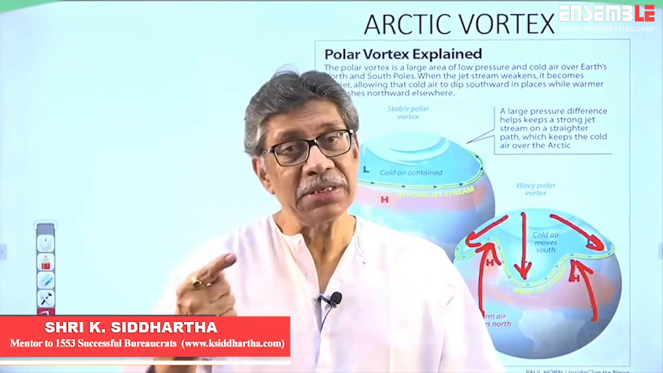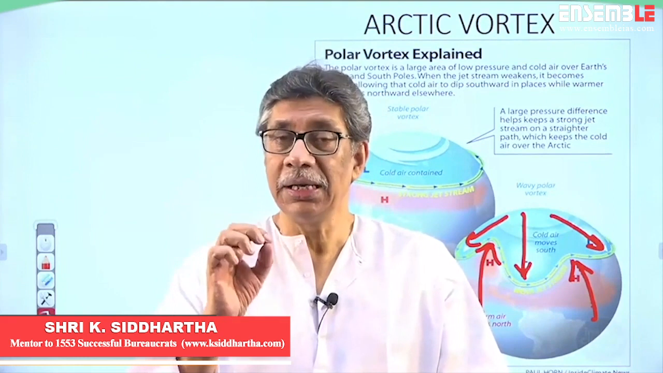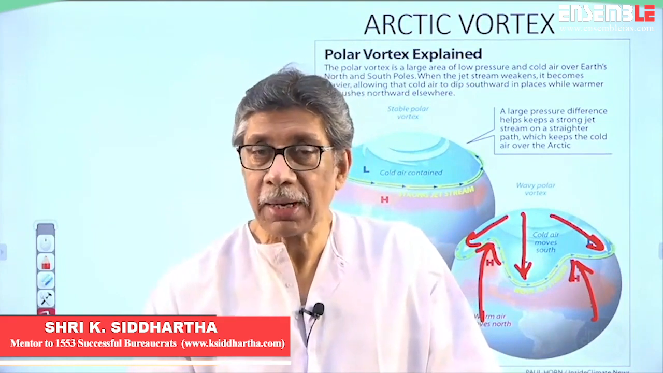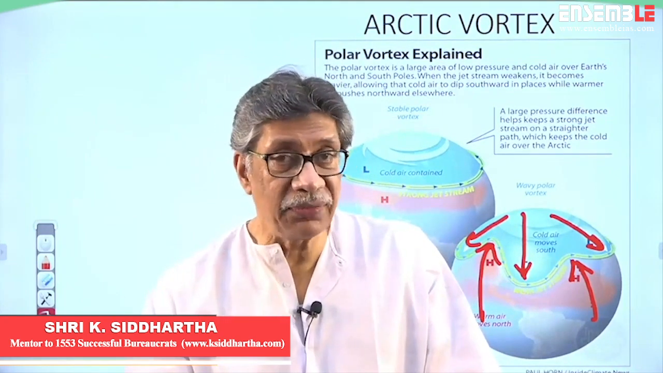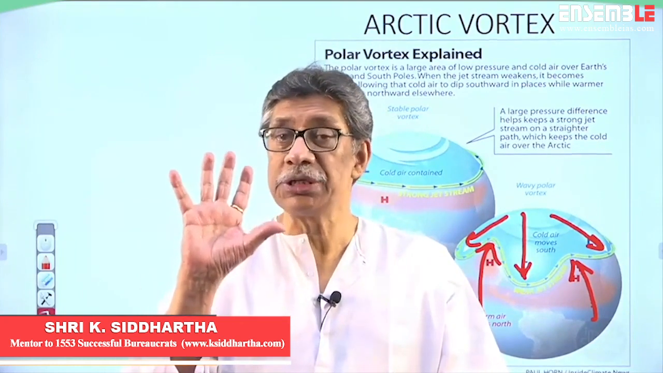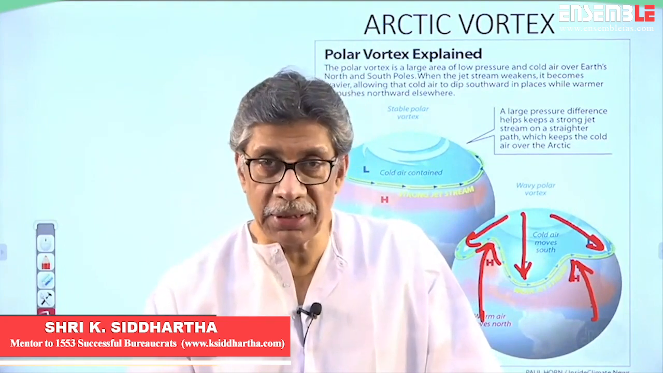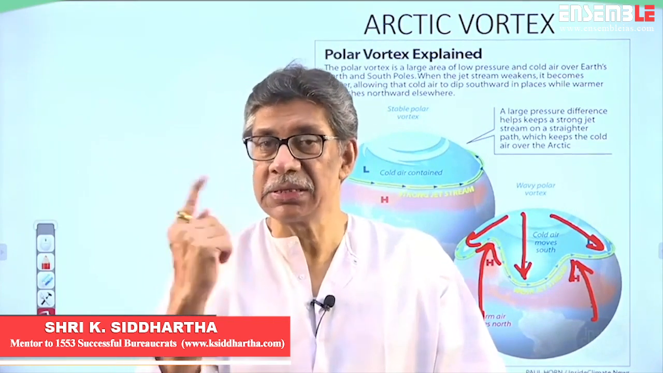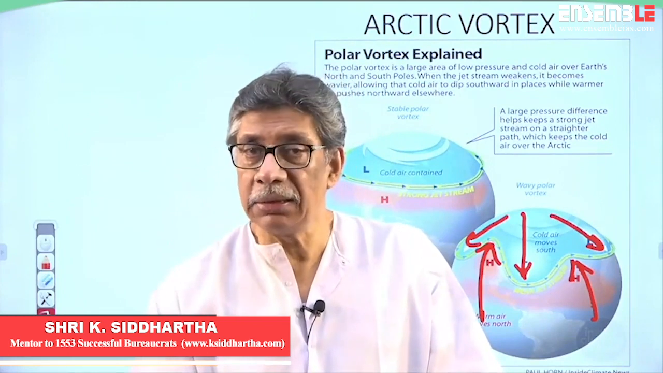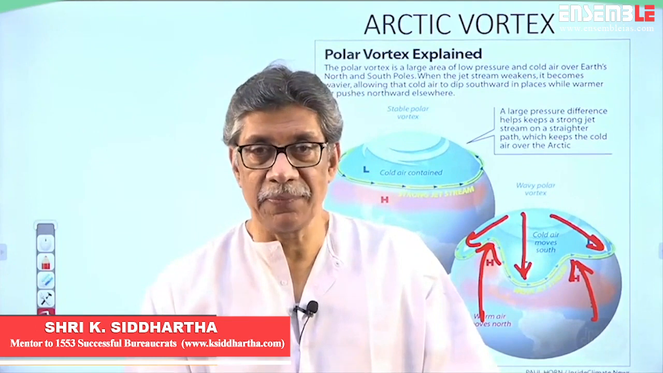The fourth characteristic is that it is stronger in winter and weaker in the summer season, and this is because of the temperature difference. The fifth characteristic is that it usually spans less than 1,000 kilometers in diameter, within which the air circulates in a counterclockwise manner in the northern hemisphere and in a clockwise manner in the southern hemisphere.